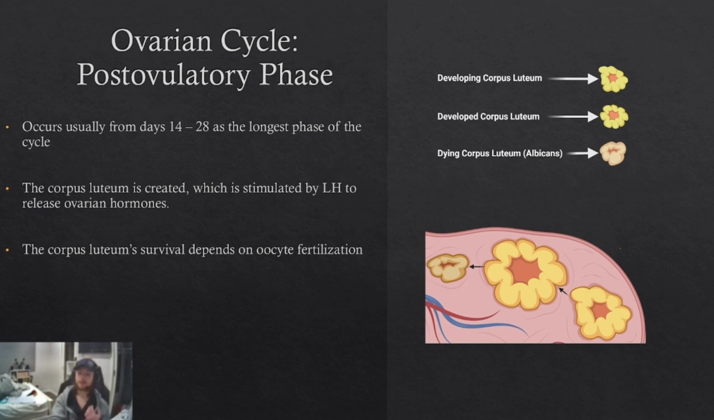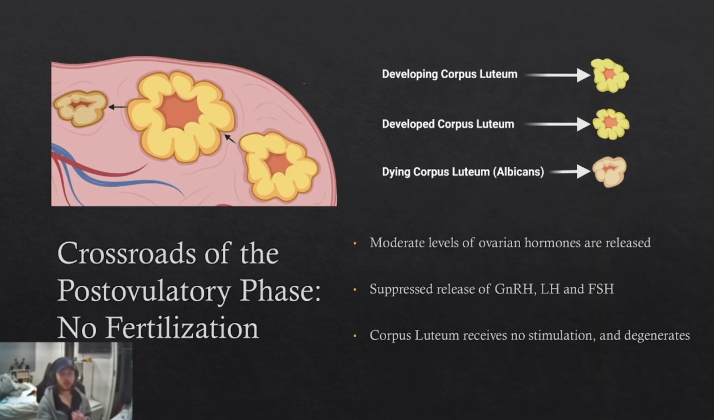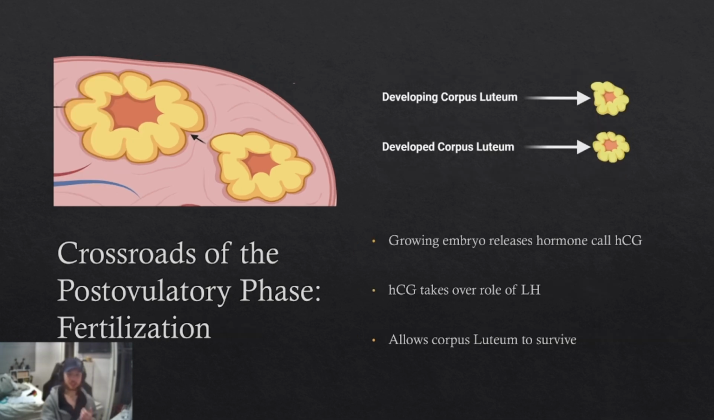The continued survival of the corpus luteum depends on whether secondary oocyte fertilization can occur. If fertilization is unable to occur, then moderate levels of ovarian hormones suppress the release of gonadotropin-releasing hormone, luteinizing hormone, and follicle-stimulating hormone, removing stimulation for the corpus luteum, and therefore resulting in its degeneration after about 2 weeks. If fertilization does occur, the growing embryo releases a hormone called human chorionic gonadotropin, which is important in taking over the role of the luteinizing hormone in stimulating the corpus luteum and keeping its cells alive, allowing the continued release of ovarian hormones.